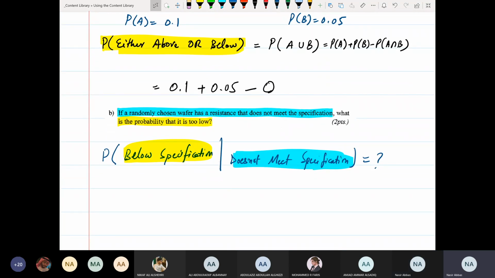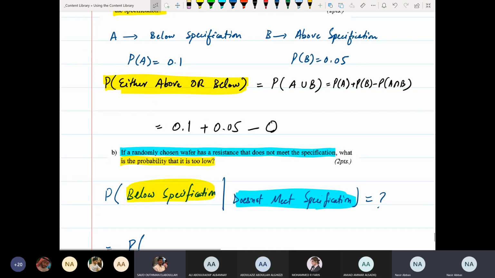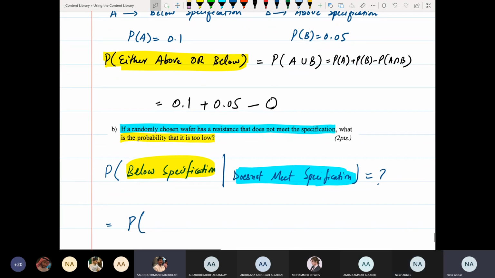Saud. I believe it's 0.1 over 0.15. No, don't talk about the answer. What is this yellow thing, below specification, in terms of event? What event is it? Look at the top of the screen. What is the notation of this event? A. Which is A, yes.